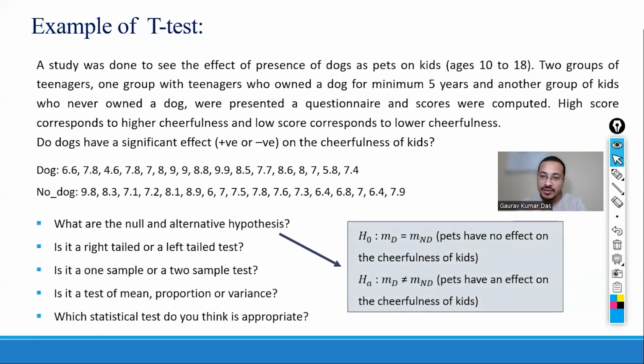The more complex scenario will always form the part of the alternative hypothesis. The more complex scenario generally lies in the alternative hypothesis. And the alternative hypothesis will say that the mean of the scores of people with dogs is not equal to that of people with no dogs, because they're asking, do dogs have a significant effect on the cheerfulness of kids? They are not specifying whether it's negative or positive. If they had said positive, then m of d would be greater than m of nd. What is being asked? Any effect. So it can be less than that or it can be greater than that. That is my null hypothesis and alternative hypothesis.